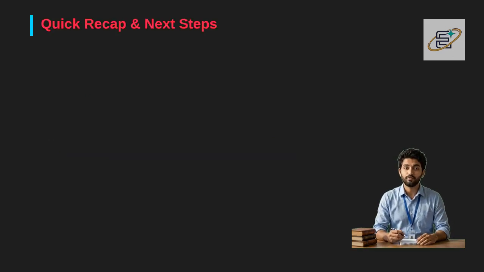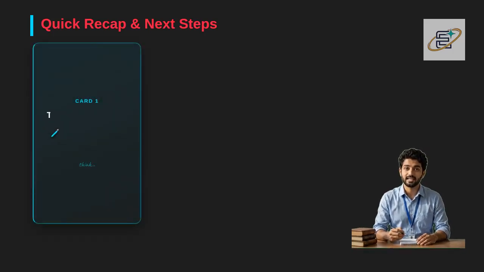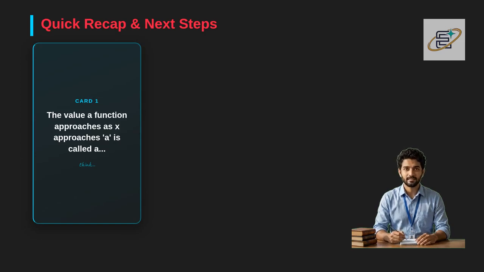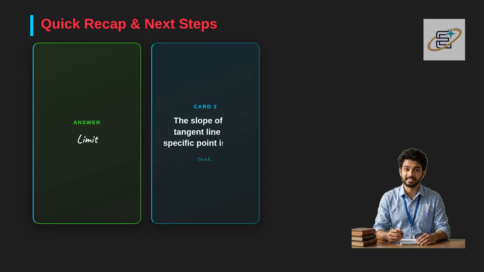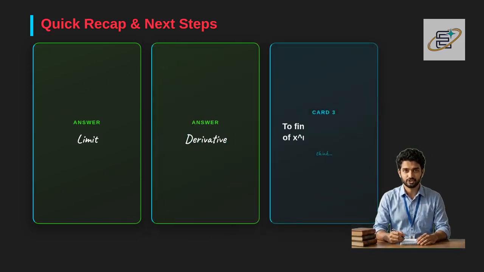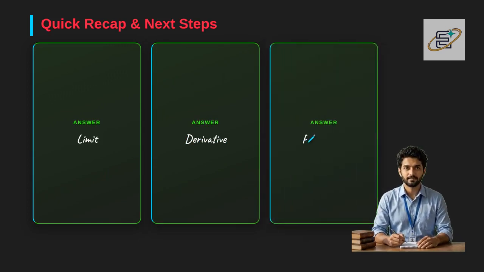Let's do a rapid-fire recap to lock these concepts into your long-term memory before we finish. First, the value a function approaches as x approaches a is called a limit. Next, the slope of the tangent line at a specific, instantaneous point is known as the derivative. Finally, the shortcut to find the derivative of x to the power of n is called the power rule.